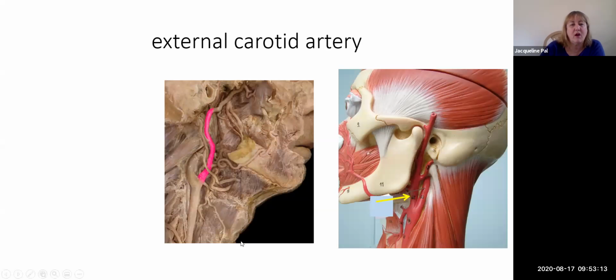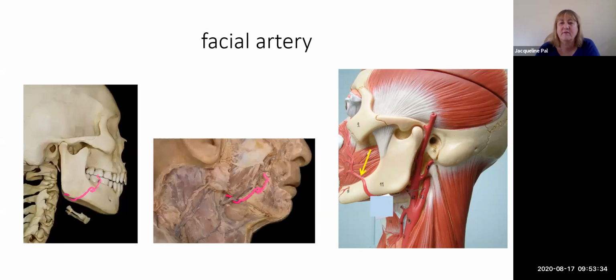So at this point, we already have our common carotid artery, and it has bifurcated into a posterior internal carotid artery and then the more anterior external carotid artery. And off the external carotid artery are all the blood vessels which are going to the head. And so we're going to learn just a couple of those.